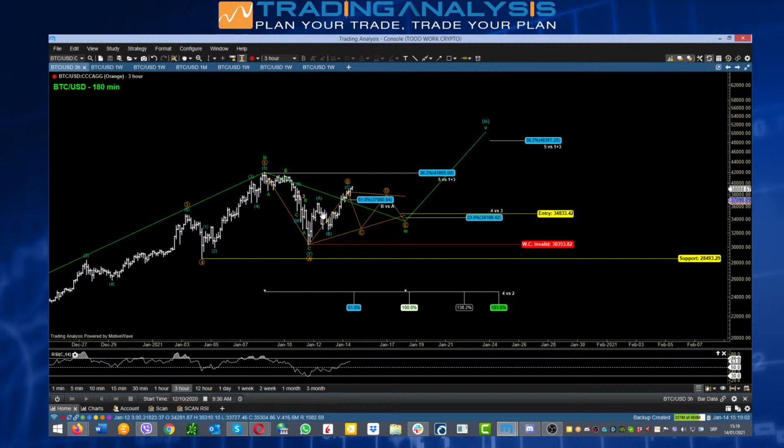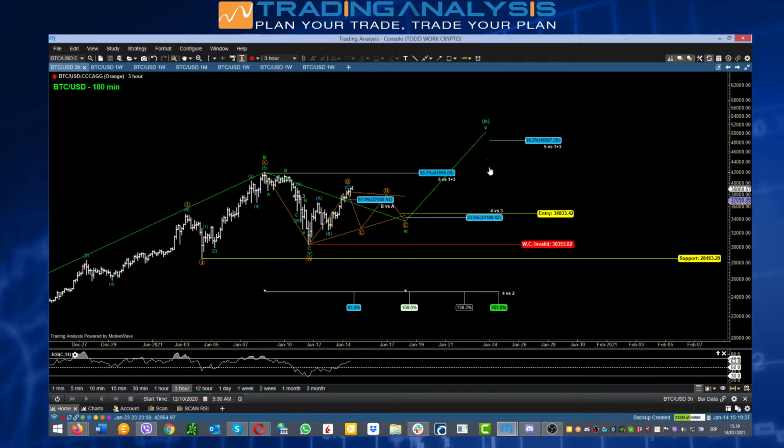But looking at some of the time measurements, I also think that we might spend some time consolidating and then potentially continue on the upside. This can also in the end be just a complex correction or a double zigzag finishing around this support or a little bit below. So in any case, we are looking now for a continuation of the uptrend.